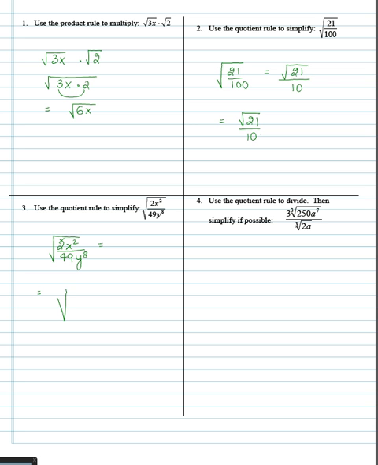So I'm going to write it down like this. So square root of 2. I can't find, so it stays. Let me finish the numbers. Square root of 49. Yes, I can find the square root of 49, and that would be 7. So 49 comes outside and becomes a 7 because square root of 49 is 7.